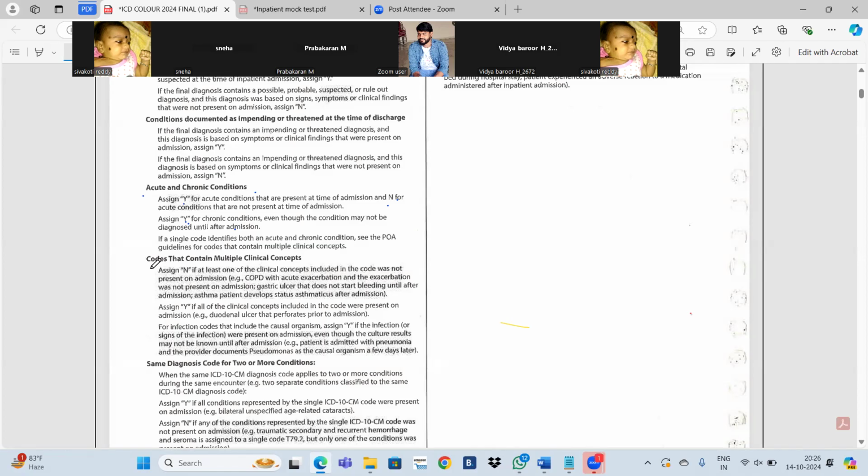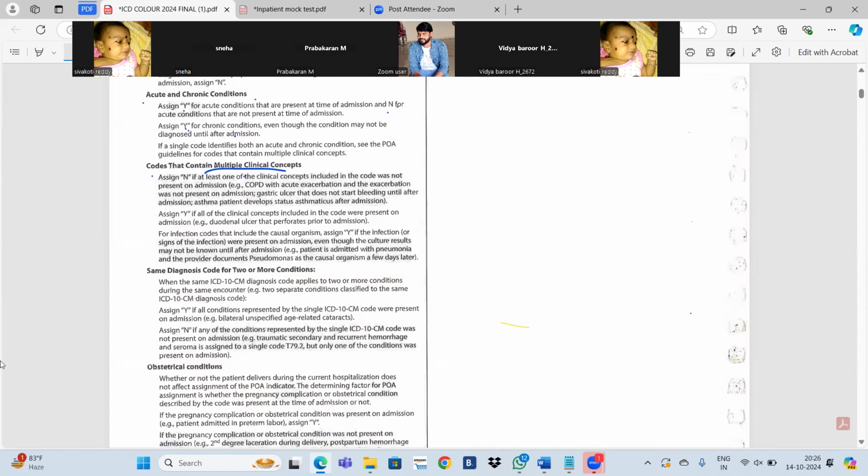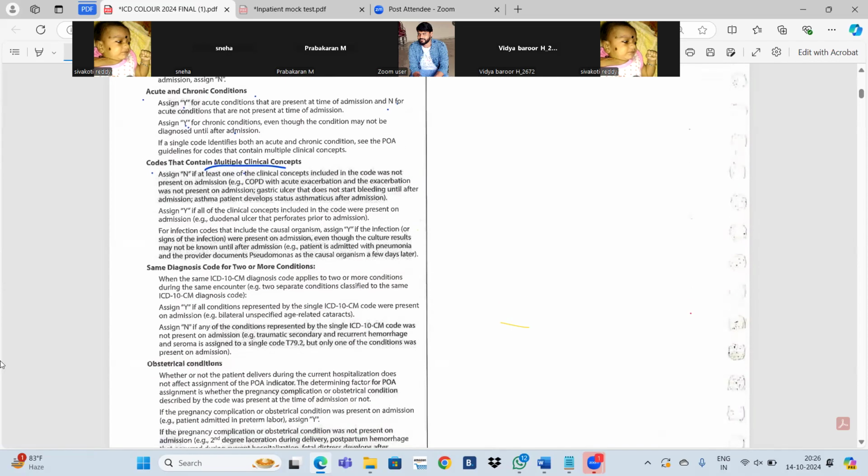Next concept: codes that contain multiple clinical concepts. From here you will get one question. For some conditions, we need to check. Assign N if at least one of the clinical concepts included in the code was not present on admission. Suppose COPD with acute exacerbation, and the exacerbation was not present on admission, which means at the time of admission the patient had COPD and after admission it was exacerbated.